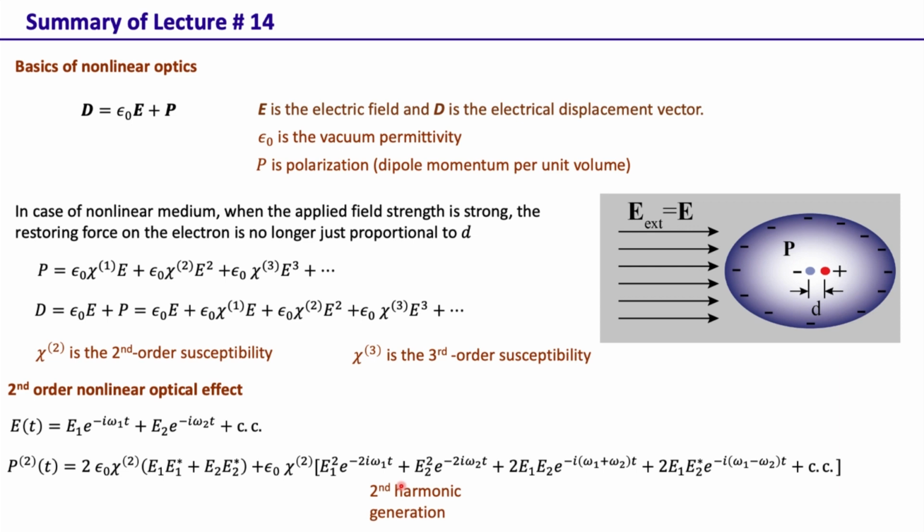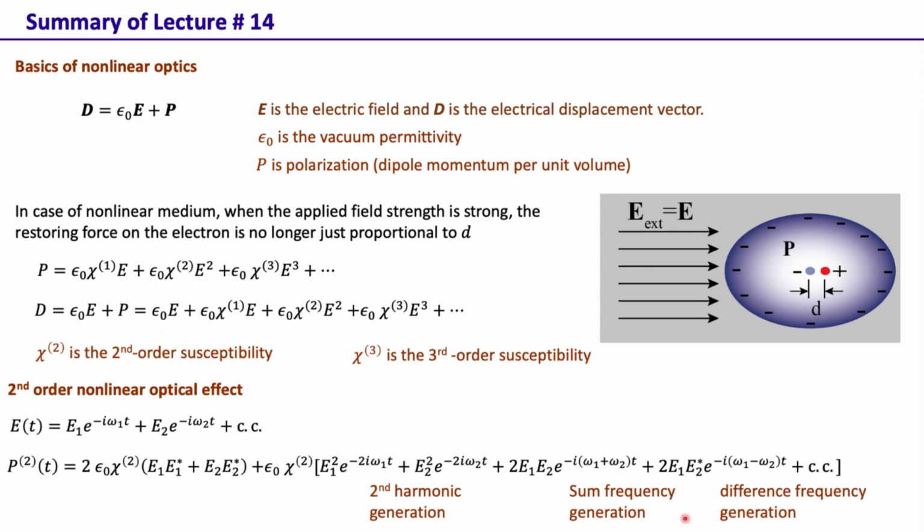In fact, second harmonic generation is quite often used in several applications, including laser pointers and so on. Then we have this term which is the sum of the two frequencies, omega 1 plus omega 2, and this is called the sum frequency generation. We also have the term which is the difference of the two frequencies, and this is called the difference frequency generation. Because of this second order non-linear effect, even though the external field has only these frequencies, new frequencies get generated: twice omega 1, twice omega 2, omega 1 plus omega 2, and omega 1 minus omega 2.